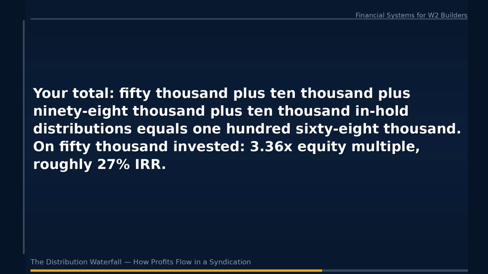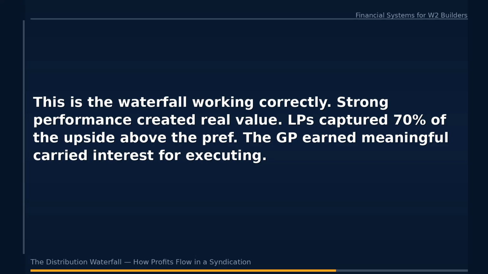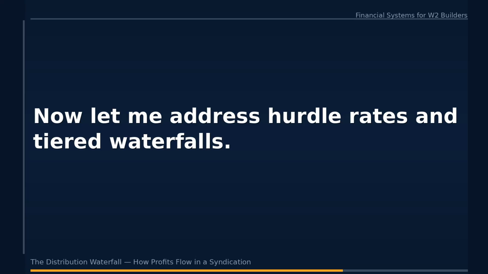Your total, 50,000 plus 10,000 plus 98,000 plus 10,000 in-hold distributions equals 168,000. On 50,000 invested, 3.36x equity multiple, roughly 27% IRR. GP total, fees throughout the hold, plus 42,000 promote. This is the waterfall working correctly. Strong performance created real value. LPs captured 70% of the upside above the pref. The GP earned meaningful carried interest for executing.